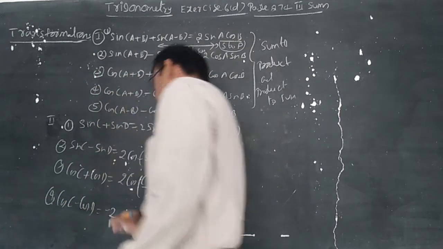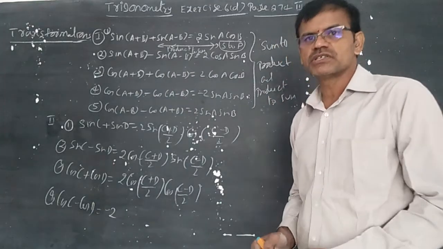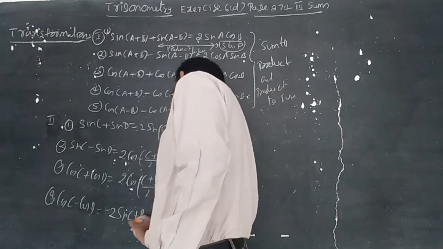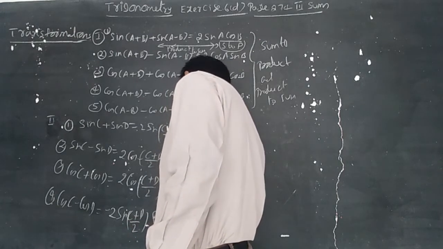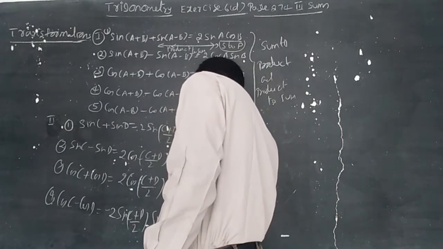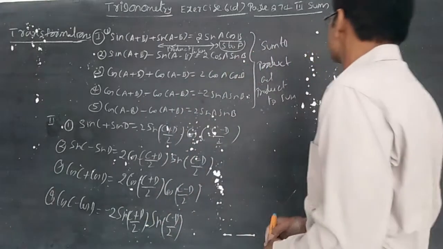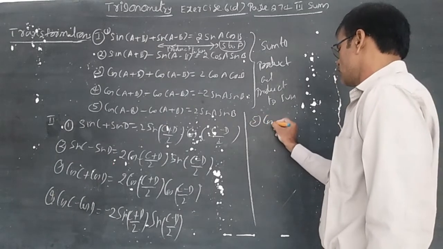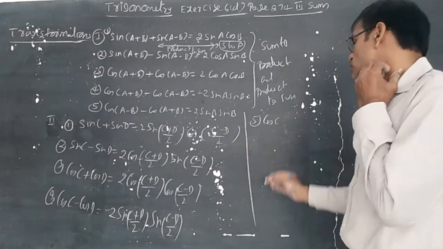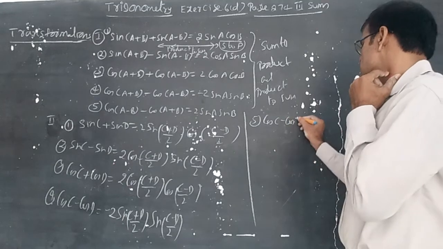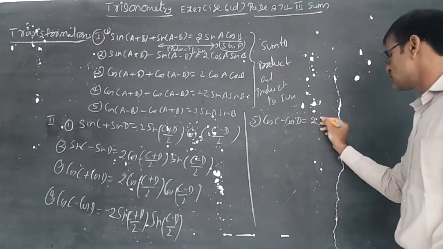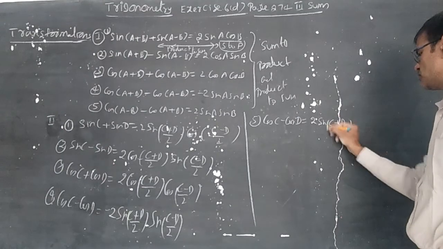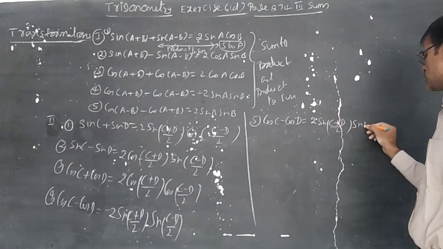Cos c minus cos d can be understood as minus 2 sin of c plus d by 2 into sin of c minus d by 2. Fifth one: in the similar way, we can understand this as cos c minus cos d equals 2 sin of c plus d by 2 into sin of d minus c by 2.